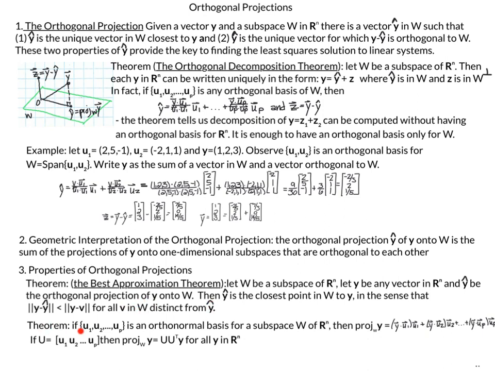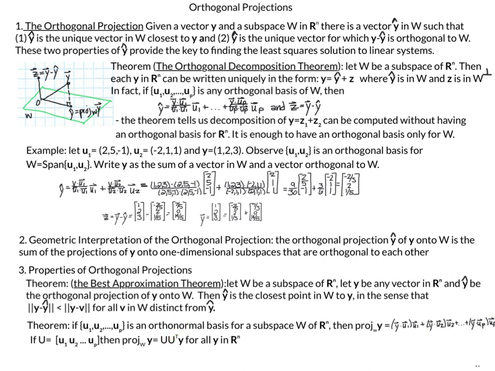And last, we have this theorem. If u1, u2, up to up is an orthonormal basis for a subspace W of Rn, then the projection of y onto W is equal to, and we have a formula to calculate the coefficients in front of the basis vectors. And if U is the matrix consisting of the column vectors of the basis, then the projection of y onto W is equal to U U transpose y for all y in Rn.